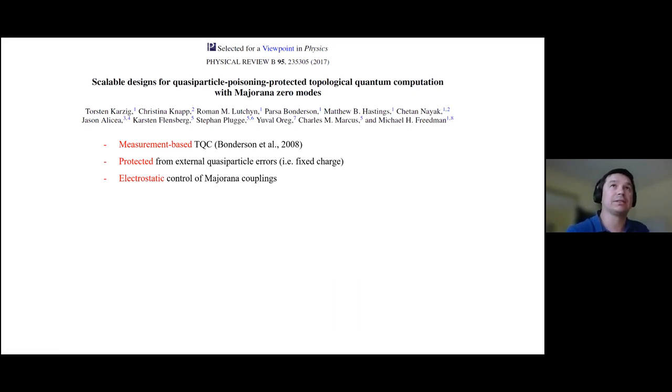But what's good about this design is that the charging energy protects the qubit from external quasi-particle errors. That's good because mostly quasi-particles are generated in the leads, in superconducting leads. And so this allows one to significantly suppress the quasi-particle effect in superconductors. It also allows for electrostatic control of Majorana couplings, which is quite an advantage because electrostatic control can be done locally, as opposed to magnetic control, which is very non-local.